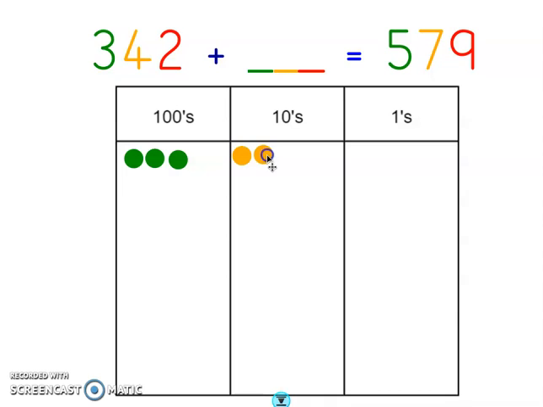You can see that these are a representation of my place value counters. So green ones representing my hundreds, amber ones representing my tens, and the reds representing my ones. Now, I've started with my 342. I'm going to have to add some to them to get to my 579. So I'm actually going to create 579 on my place value grid as well.